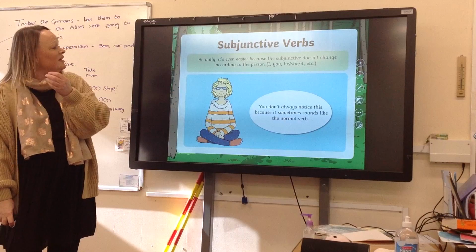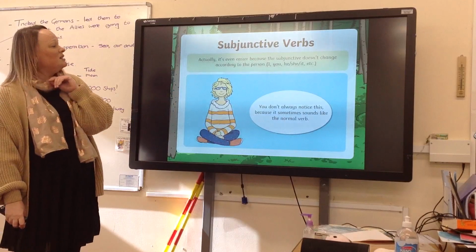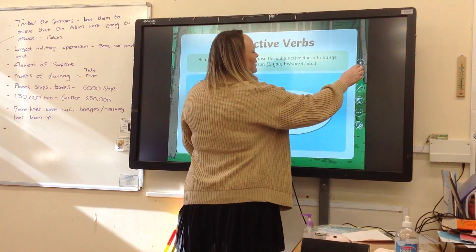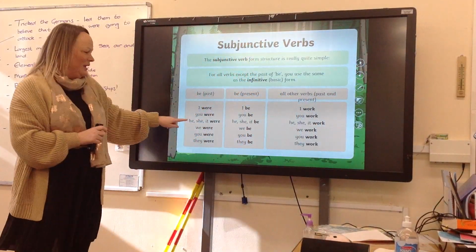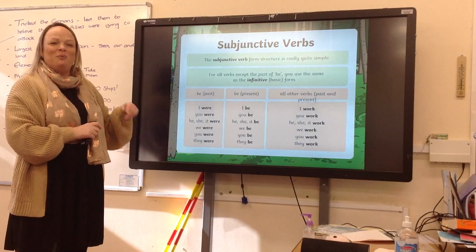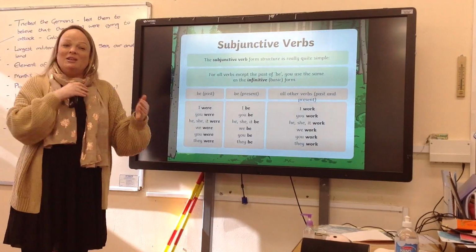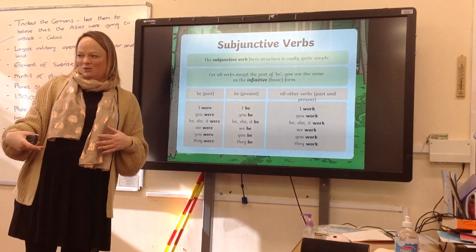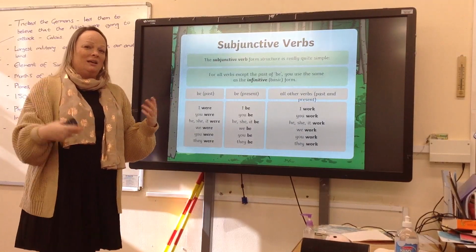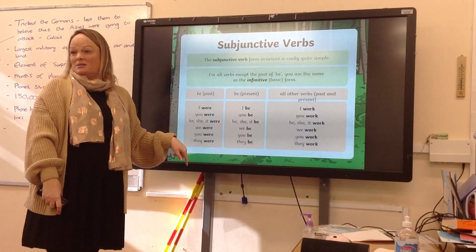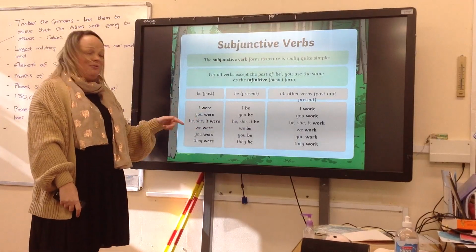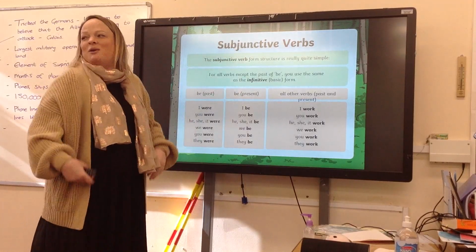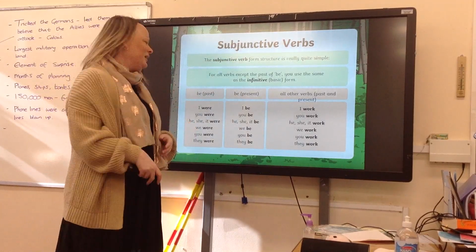Actually, it's even easier because the subjunctive doesn't change according to the person. When you do foreign languages, you learn I, you, he, she, don't you? When you're doing French, it changes, doesn't it? The ending of the word. I did Latin when I first started at secondary school. And I remember I love in Latin, amo, amas, amat, amamus, amatis, amant. Because I love, you love, he, she, it loves, we love, they love. Are you dead impressed that I learnt Latin? That's the only thing I can remember.